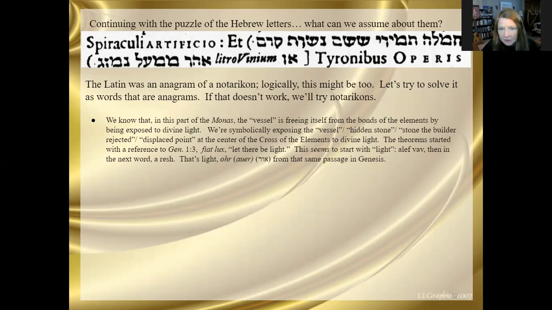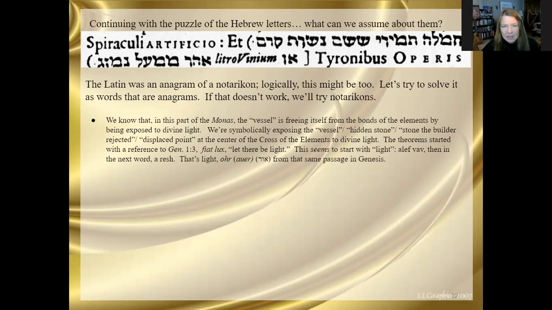And the kind of default when we don't understand something: how would it fit into that scenario? So back in the very beginning of the theorems, they started with a reference to Genesis 1:3, the fiat lux, or let there be light.